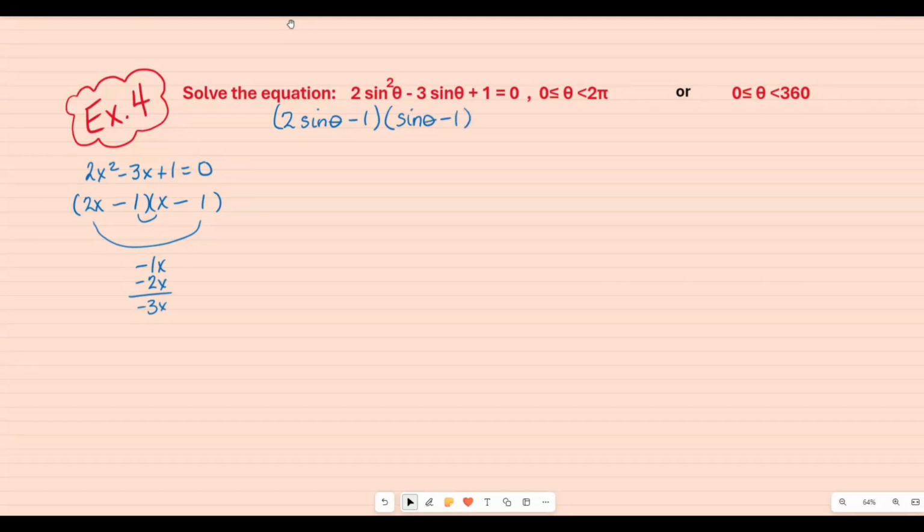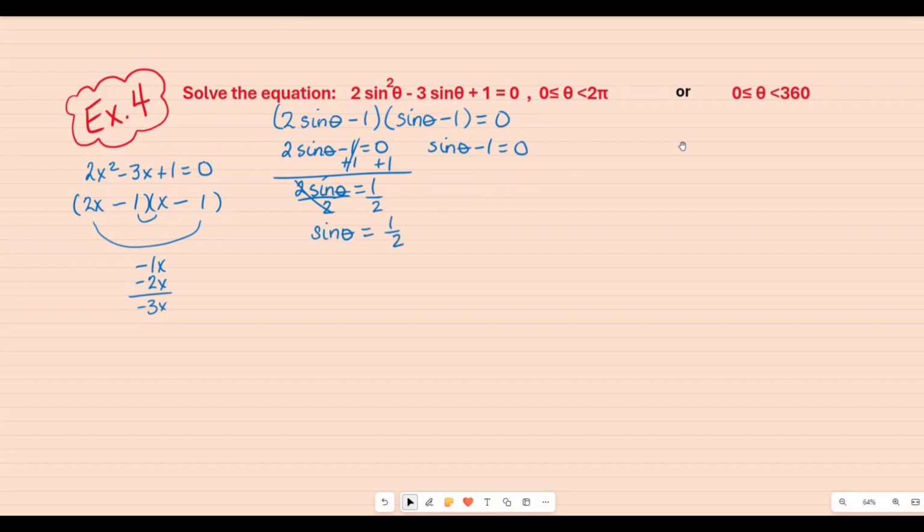Now I'm setting this equal to 0 because that's what my original equation looks like. And now I can use my zero product property, set each one of these factors equal to 0 and solve. So in order to solve, I'm going to add 1 to both sides, and then I'm going to divide both sides by 2. So on this side, sine theta is equal to 1 over 2.